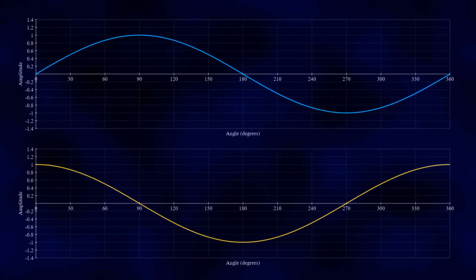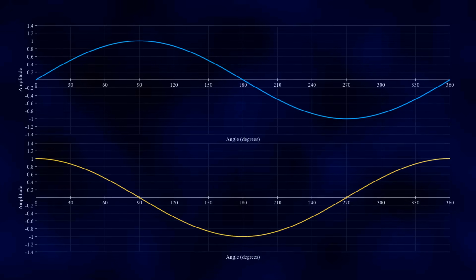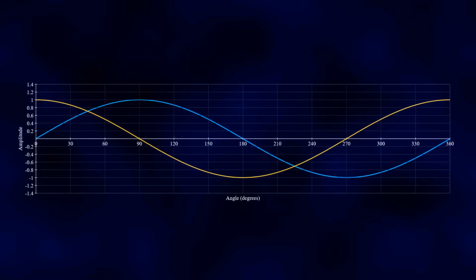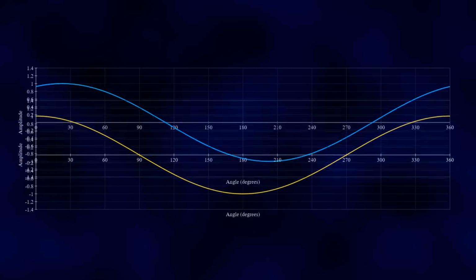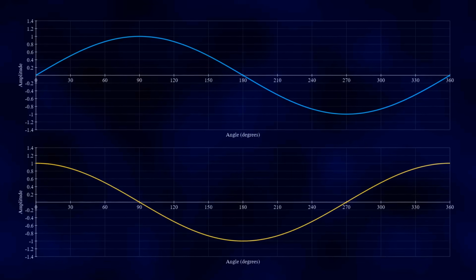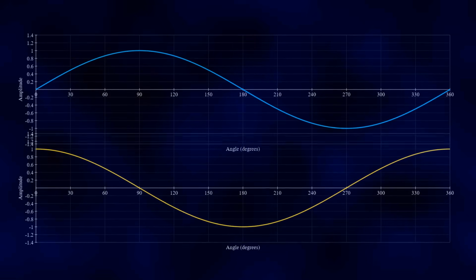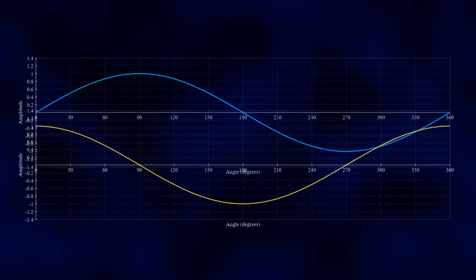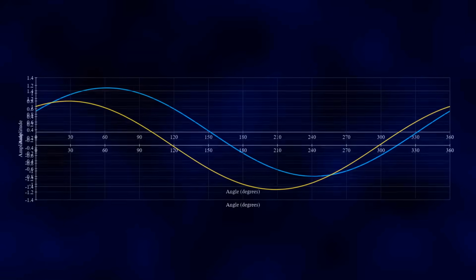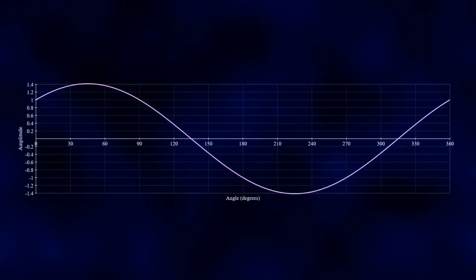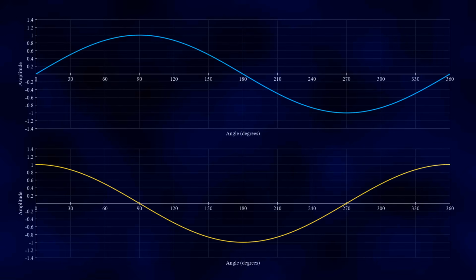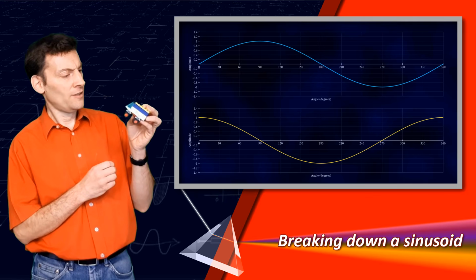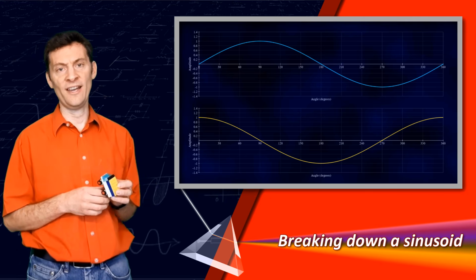Sine waves and cosine waves are both sinusoids. The only difference between them is their phase. A cosine wave is a sine wave that has been shifted by 90 degrees. But here's the thing. If we add together a sine wave and a cosine wave with the same frequency but different magnitudes, we get a sinusoid with the same frequency, but a different magnitude and phase. Therefore, any sinusoid can be broken down further into the component cosine and sine waves making it up. So the Lego bricks of this signal are a cosine wave and a sine wave.